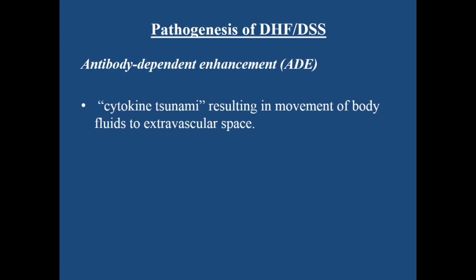So the pathogenesis of dengue hemorrhagic fever or dengue shock syndrome is a result of antibody dependent enhancement, which can result in a cytokine tsunami, resulting in movement of body fluids to the extravascular space. So there's a lot of plasma leakage as well as disseminated intravascular coagulation and increased vascular permeability. There will be hemorrhage, there will be shock, and finally, in many patients, death can occur.